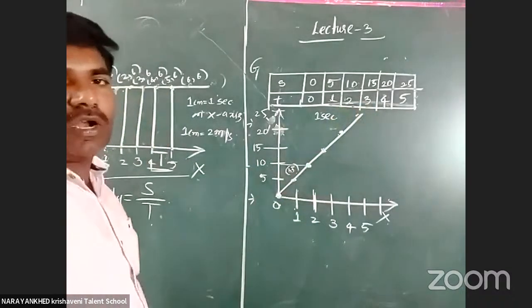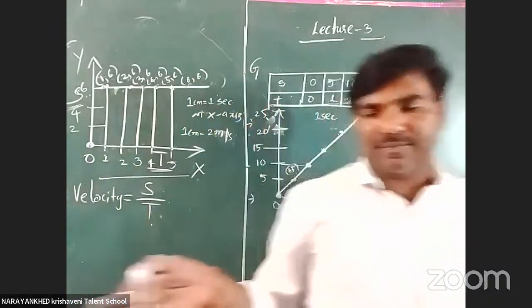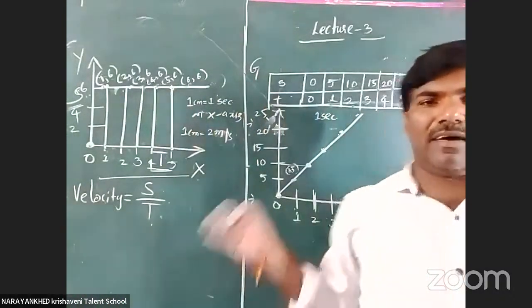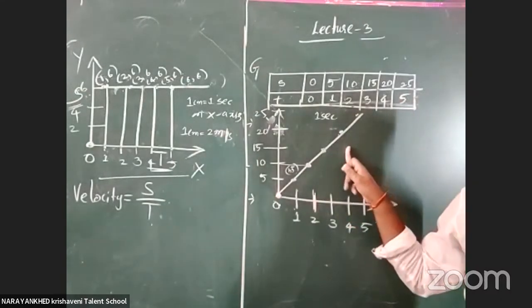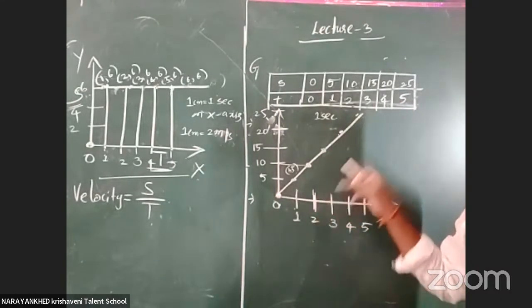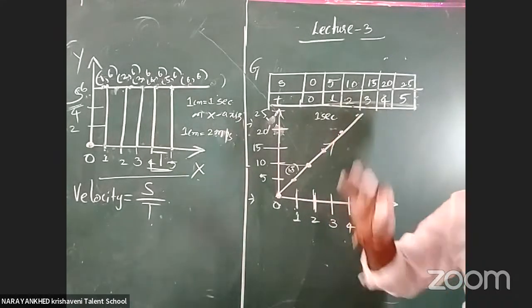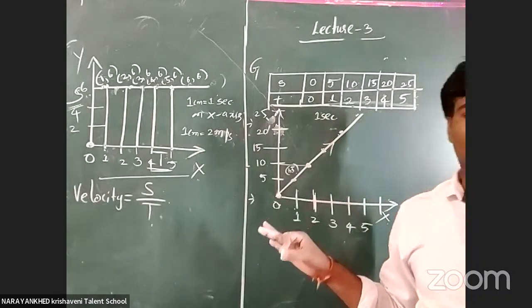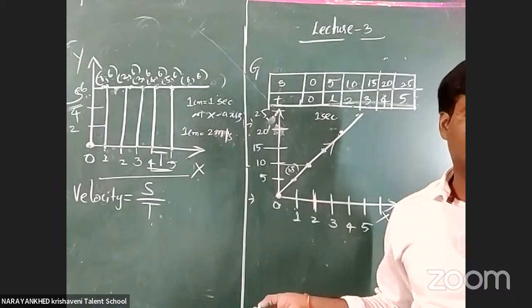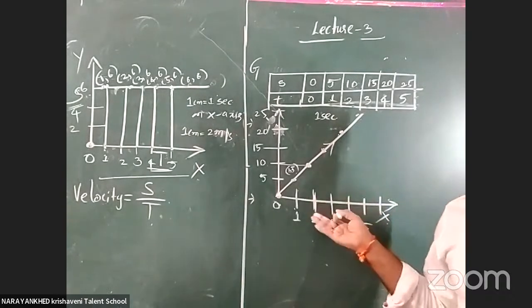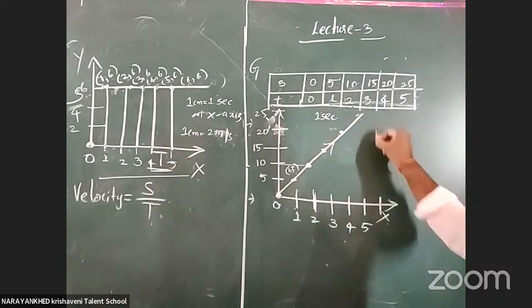What did you understand from this? It is not parallel to any axis. It is a straight line, indicating uniform velocity, not increasing or decreasing velocity. Sorry, not increasing: uniform velocity is obtained here. No change in velocity. Velocity is the same here. Is the velocity the same or not?